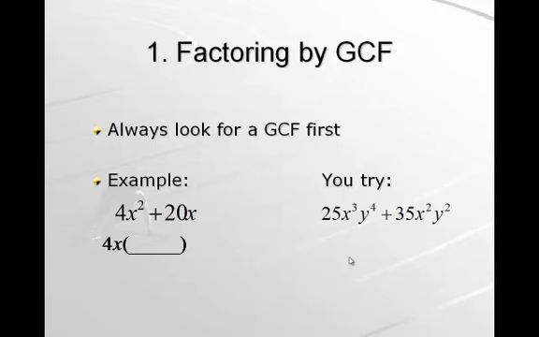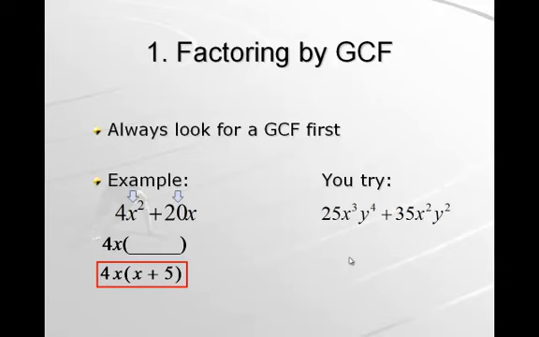I take that and I put it out in front of a parentheses. Now I'm going to look at each term and see what's left over. In my first term I have 4x squared. I'm dividing out by 4x, so I have an x left over from that term. In the second term we had 20x. We're dividing out by 4x, so that leaves a 5 left over from that term. X and plus 5 are leftovers. They go inside the parentheses. 4x is your greatest common factor. It goes out in front.